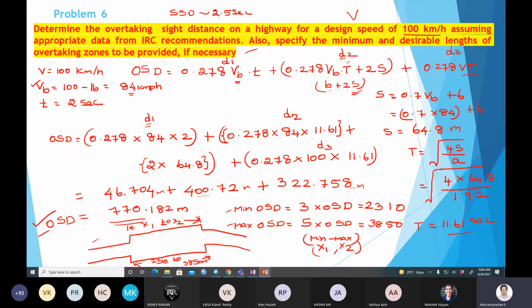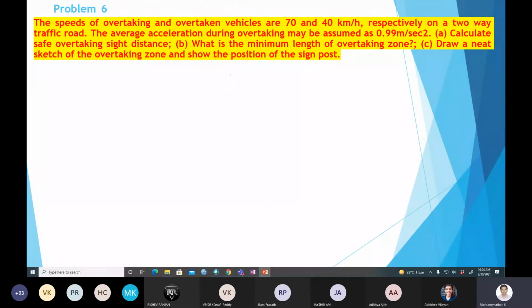In the GATE exam, I think in 2016 or something, they were asking simple questions. They gave the data and asked for the minimum and desirable length of the overtaking zone. So this is one of the straightforward questions asked in the GATE exam, and followed by the same question, they were asking in a little bit tricky manner. So maybe I will show the next problem, where you can get a little bit of confusion.